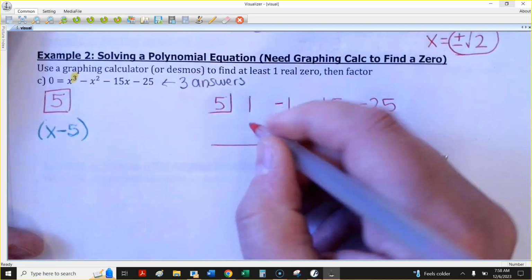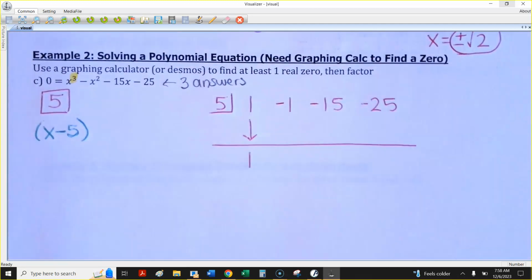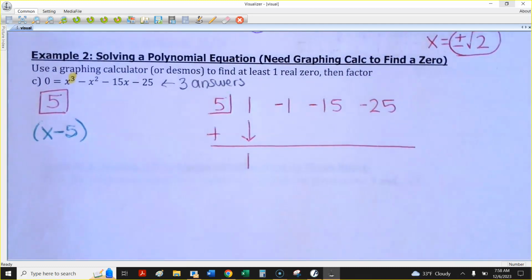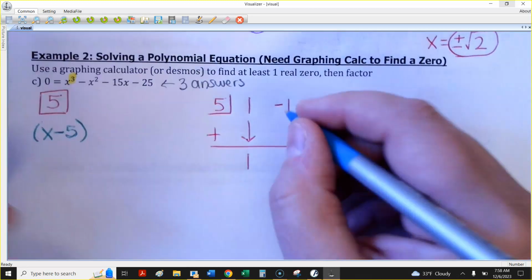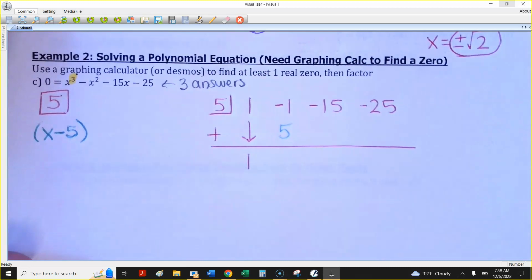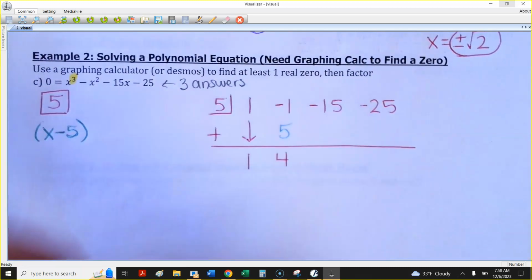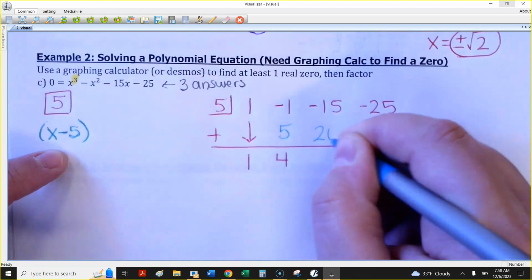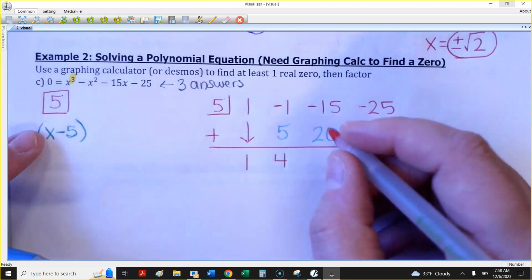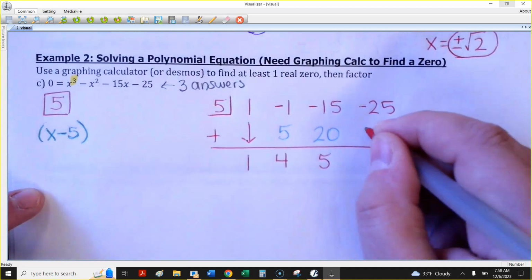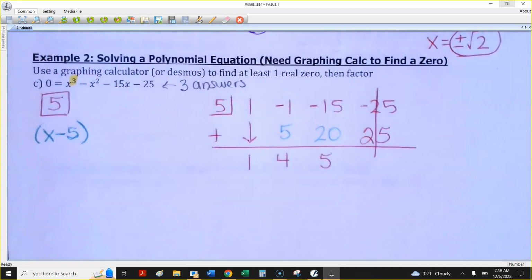After you set it up, the very first step is just to literally copy that first coefficient underneath the line, and then the entire process is just going to be multiply, add, all the way down. But you got to bring that first number underneath the line so you have something to multiply. So I'm going to do 5 times 1, that goes in the next open spot. And then add that to negative 1, that will be 4. 5 times 4 is 20, and plus a negative 15 there is going to be 5, and then 5 times 5 is 25. And this is what we want because we should not have a remainder.